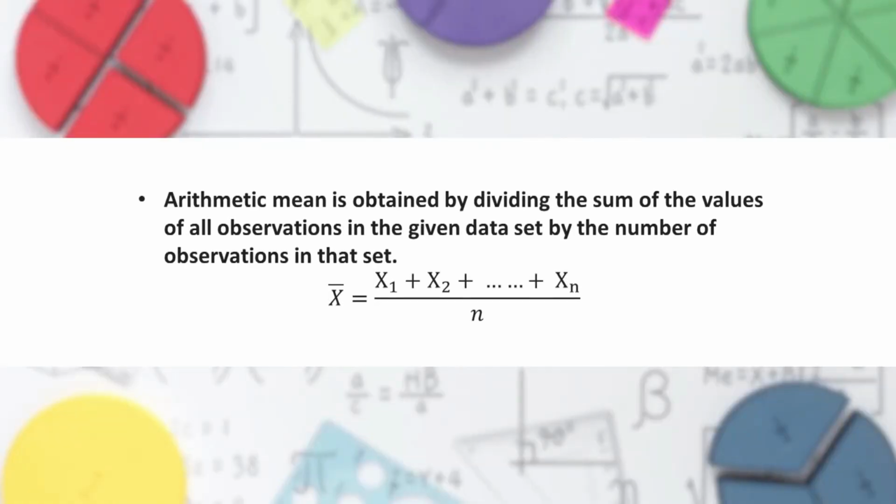So if you have to compute the average, what do you do? You add up all the values of this variable. That means you add up all the wages which are received by these 5 individuals and then you divide it by 5, because the number of observations is 5 in this case, the number of people is 5 in this case. So this is the simple way of calculating average, and this is what you do when you are trying to calculate arithmetic mean.